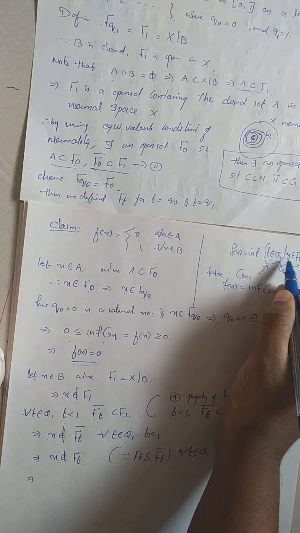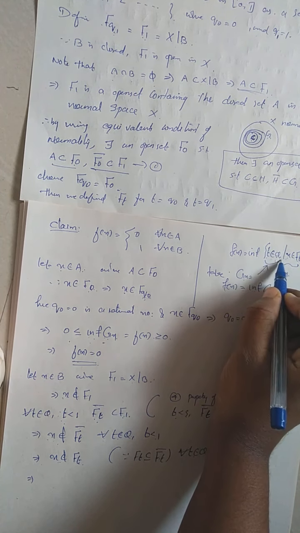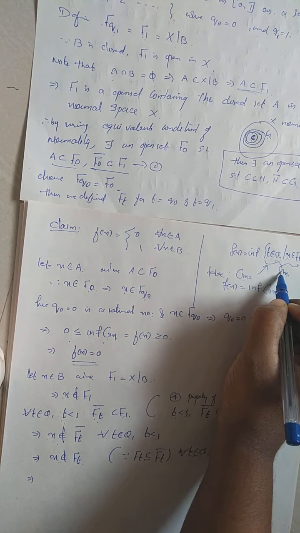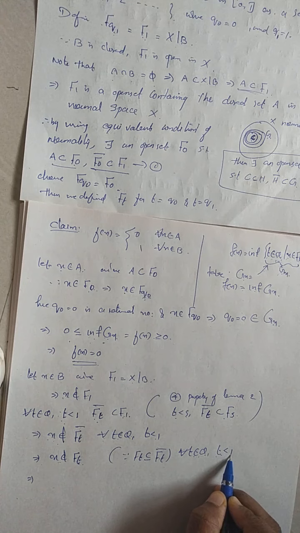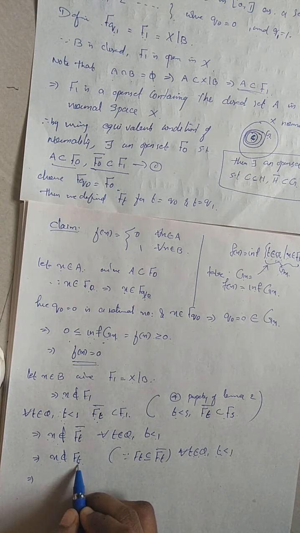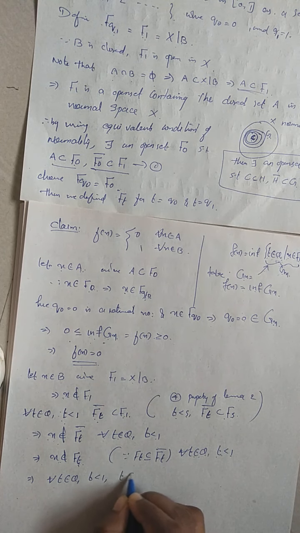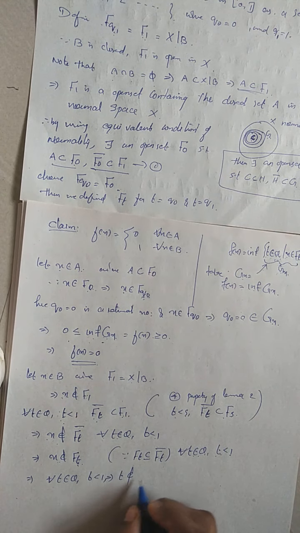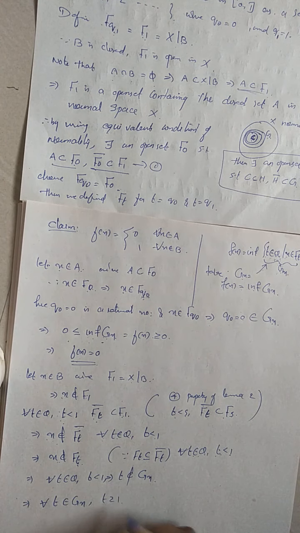Whichever rationals t have x in ft, those t are the ones we take into the set gx. Here t is a rational number. When t is less than 1, x belongs to ft, right? So which implies that for every t in Q such that t is less than 1, t cannot belong to our gx. So for every t in gx we can say t will be greater than or equal to 1.